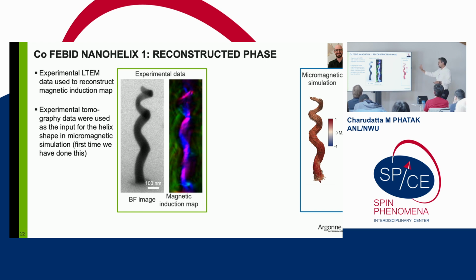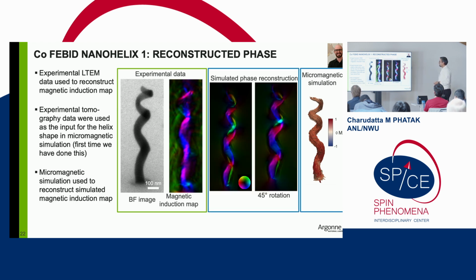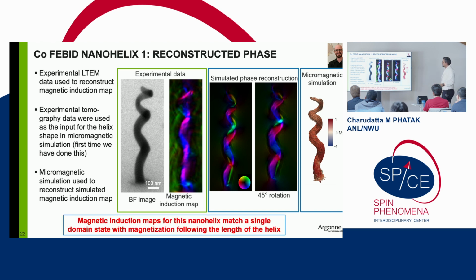Then we can do the simulations and reconstruct the magnetization, from which we can simulate the phase reconstruction and go through the process and then compare it with the experiments. There were no surprises here. Basically it formed a uniformly magnetized state, because this was at the remnant state that we were observing. But it gave a good starting point where we can now incorporate the real structure of the nanohelix and compute the magnetization from that.